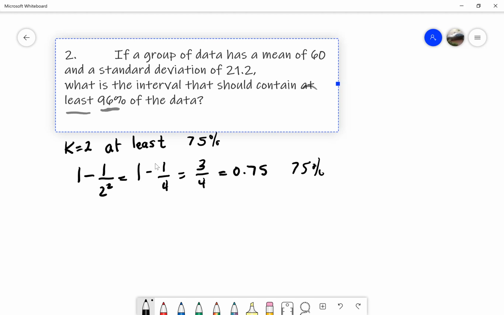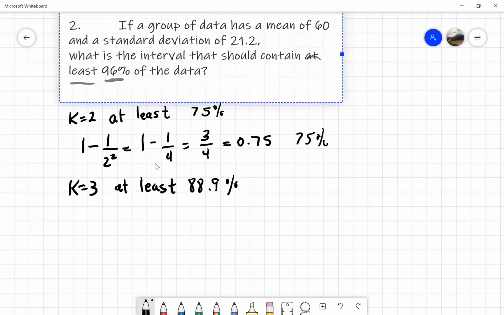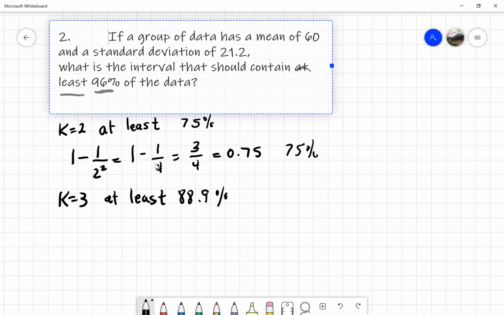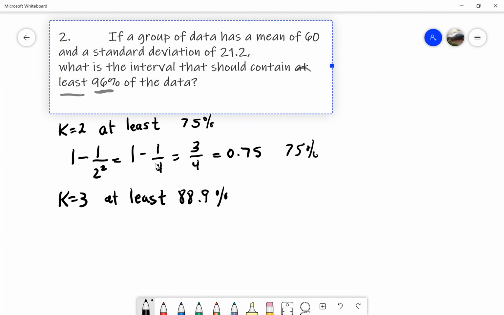When we tried the next one, for k equals 3, it was at least 88.9%. Did we do k equals 4 for Chebyshev's theorem? I believe so. Well, let's see.